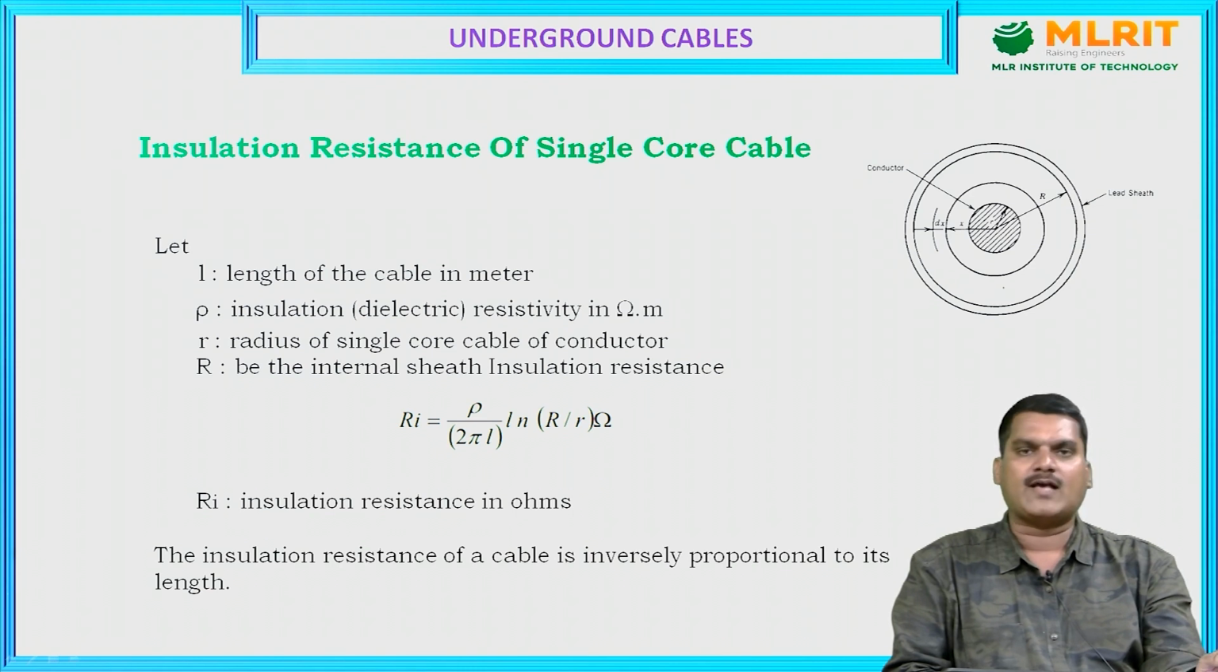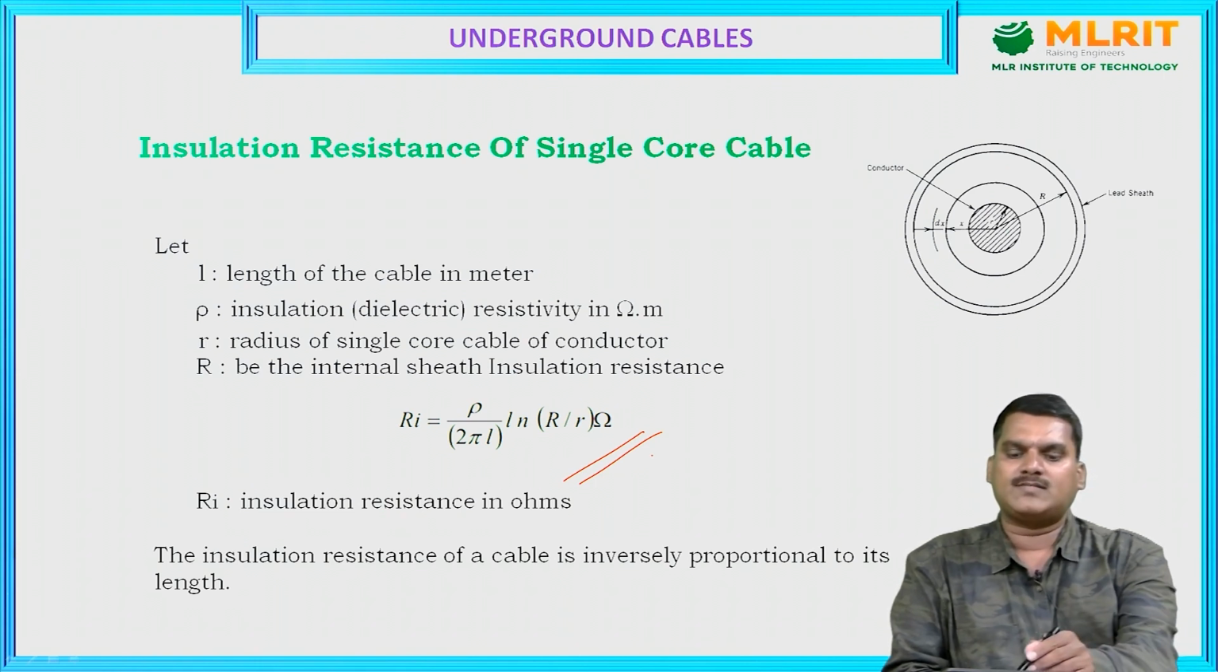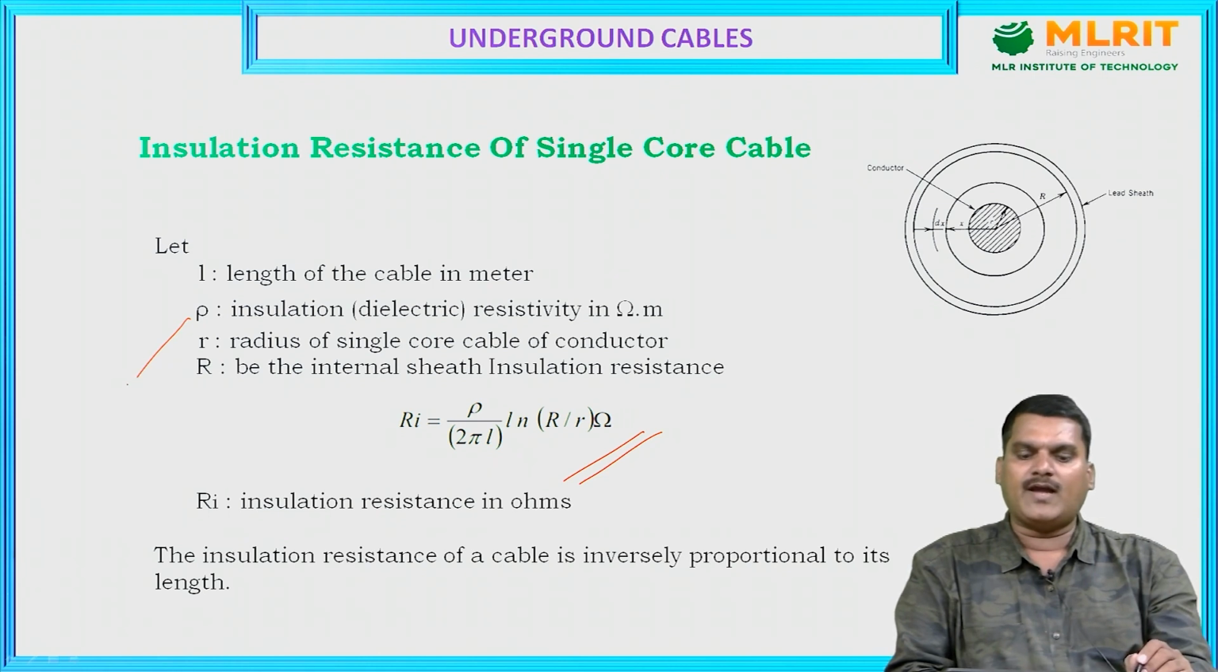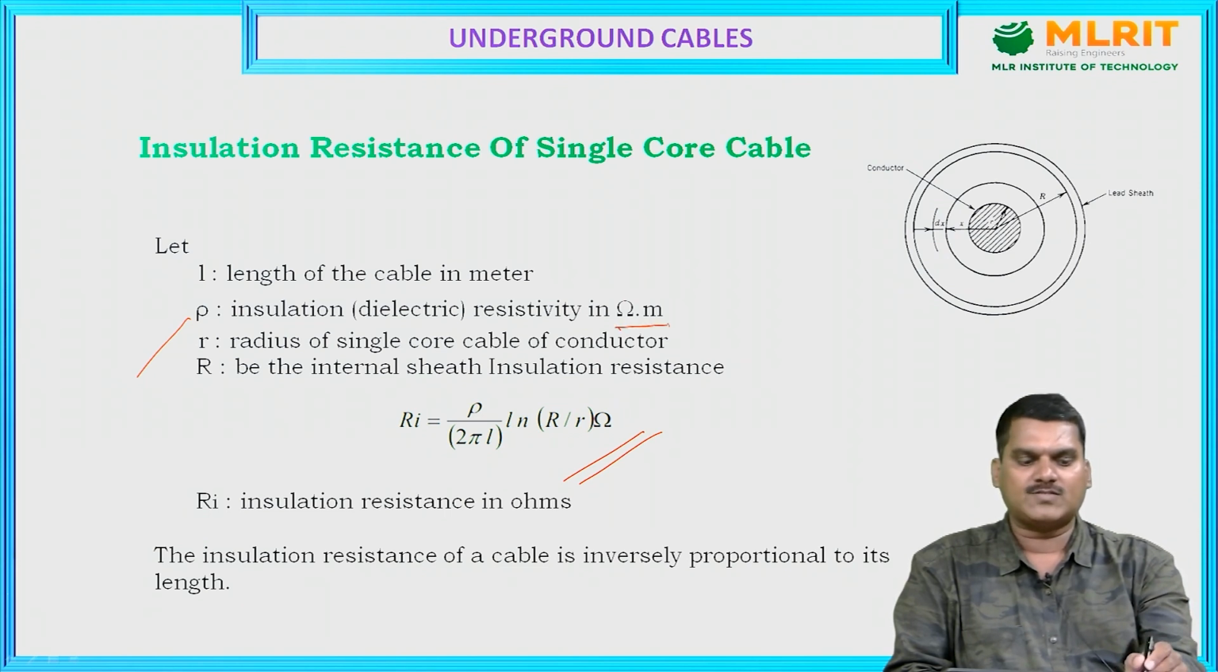This figure is the same as the previous figure. Finally, after integrating, the insulation resistance is Ri = rho by 2 pi L times ln, that is log base e, of capital R by small r, in ohms. By using this formula we can calculate the total resistance. Here rho is the insulation resistivity, that is the dielectric resistivity, in ohm meter, and Ri represents the insulation resistance in ohms.